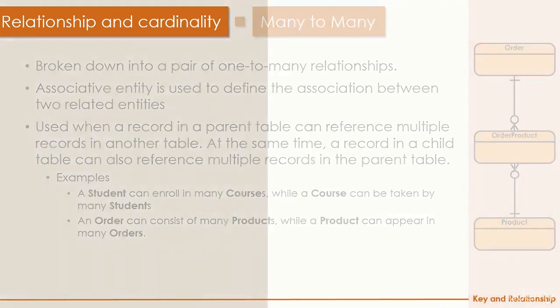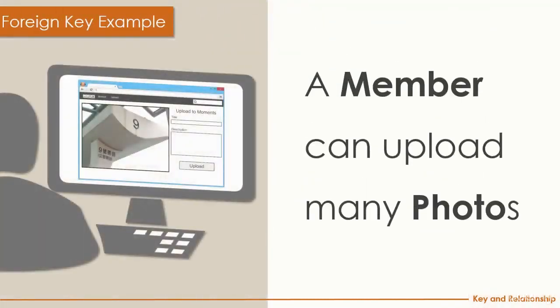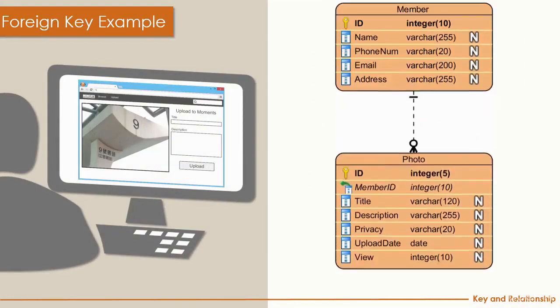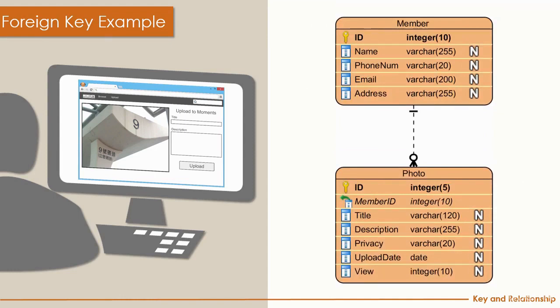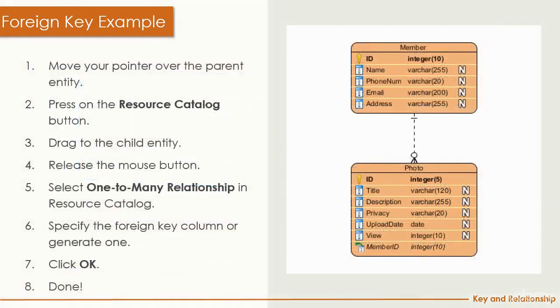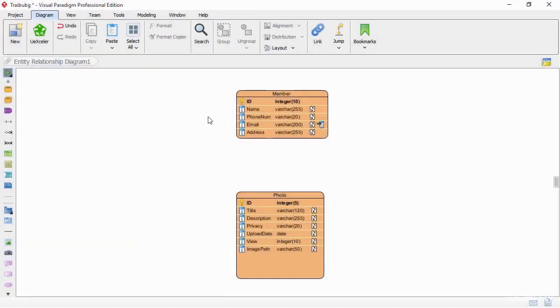Let's take a look at more examples about one-to-many. A member can upload many photos to our system. So we need a one-to-many relationship for the member and the photo. Let me just show you how to do this relationship in Visual Paradigm. Here I have a very simple table, the member and the photo. To create a one-to-many relationship from the member to the photo is easy.